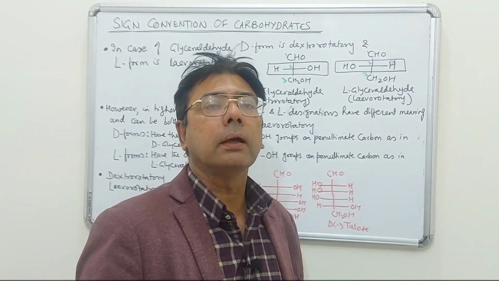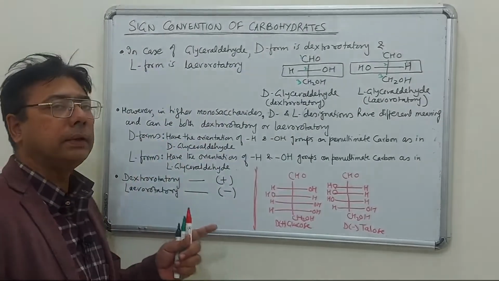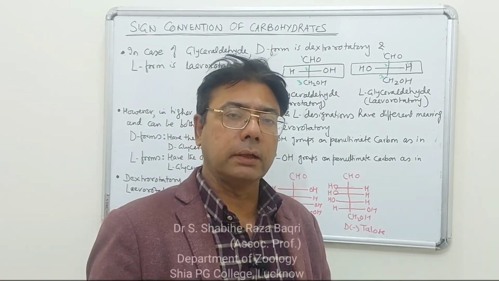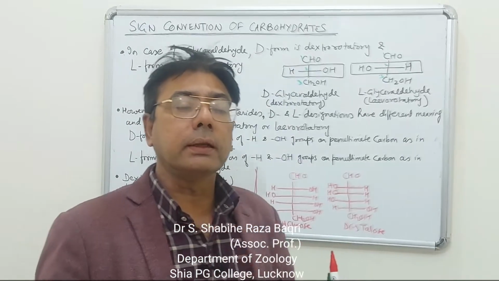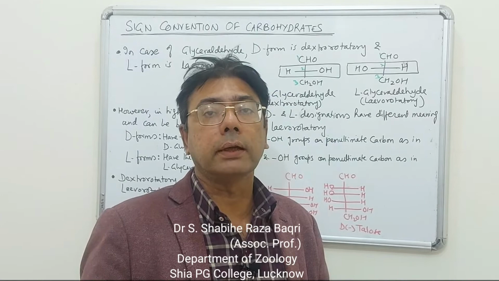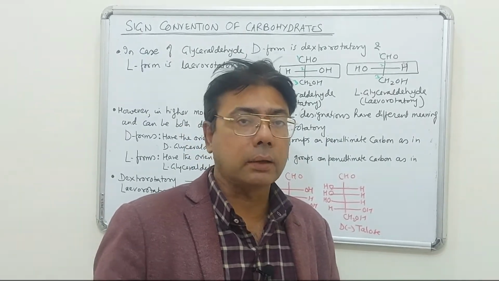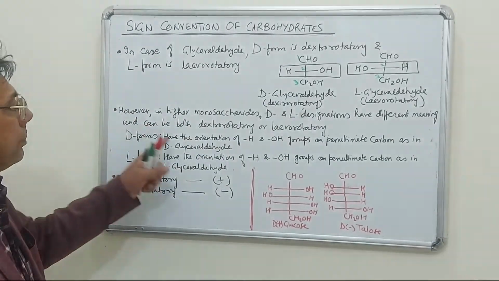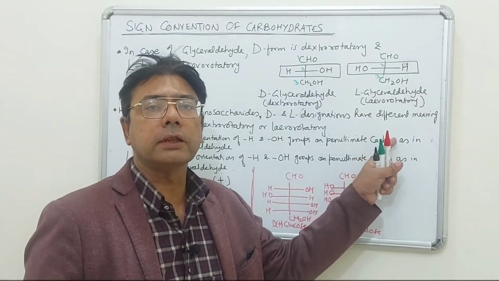but the same thing is not true about other carbohydrates, and we have different notations for dextro and levorotatory than we have for D and L forms. So what D and L mean, and what dextro and levorotatory mean in the context of higher carbohydrates, you should clear this doubt here. In higher monosaccharides, D and L designations do not stand for dextrorotation or levorotation.